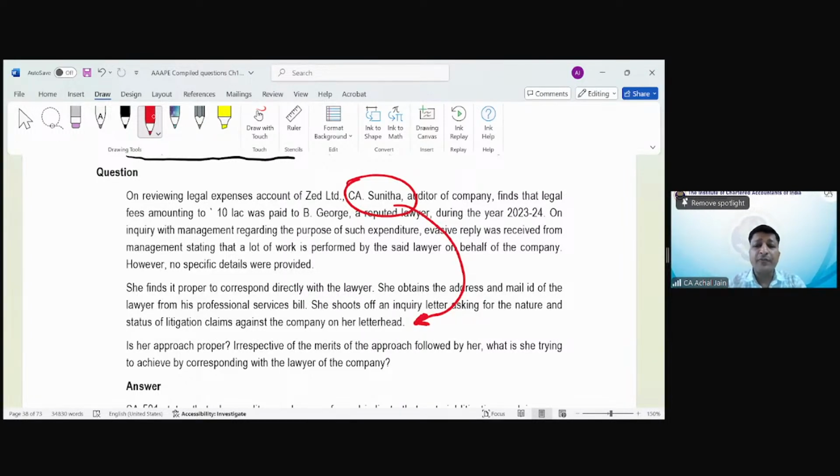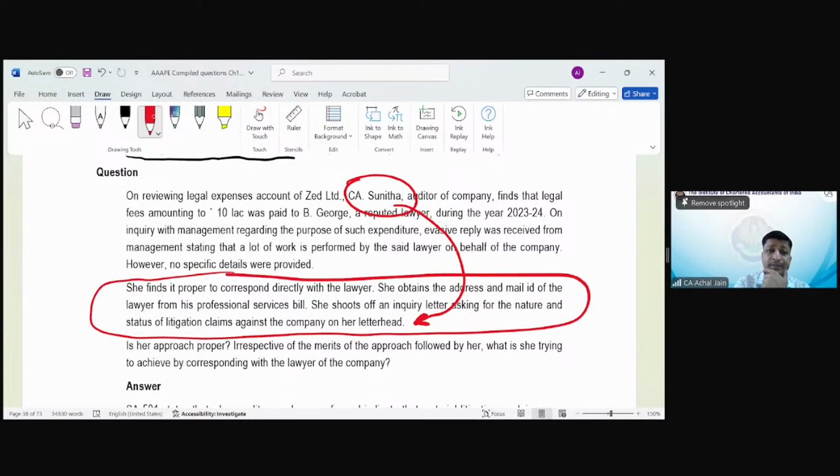Irrespective of the merits of the approach followed by her, what is she trying to achieve by corresponding with the lawyer of the company? So there are two questions you need to answer. One, the approach which she has followed. Okay, so this is the approach. Do you agree with the approach? And second is, forget about the approach, whether the approach is correct or incorrect, what is the objective which she is trying to achieve? Yes, over to you.